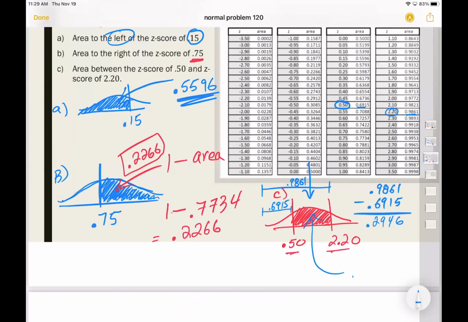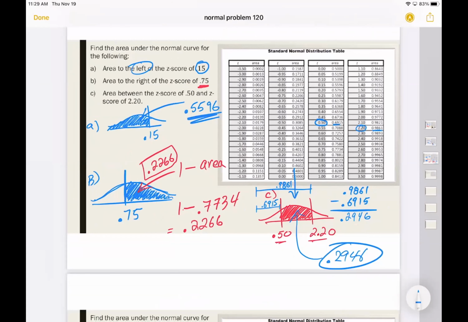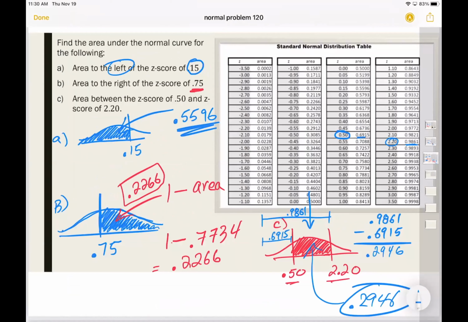Okay, so looking at this, that is, in a nutshell, what we have. Ladies and gentlemen, any questions with this? So everybody knows how to find the area to the left, everybody knows how to find the area to the right, and everybody knows how to find the area in between. All right, I take your word for it, or silence is accepted. I will take your silence.